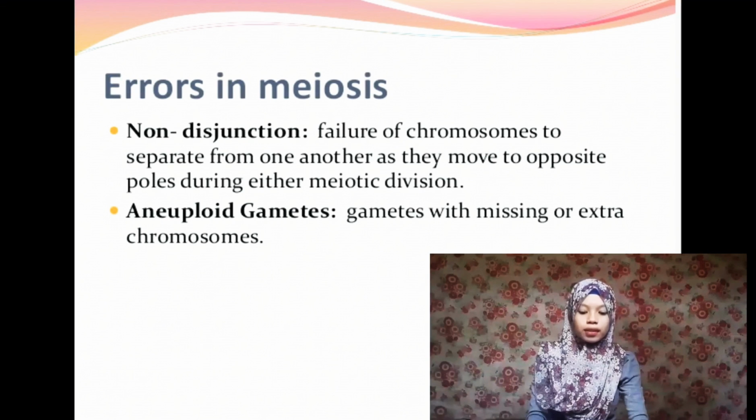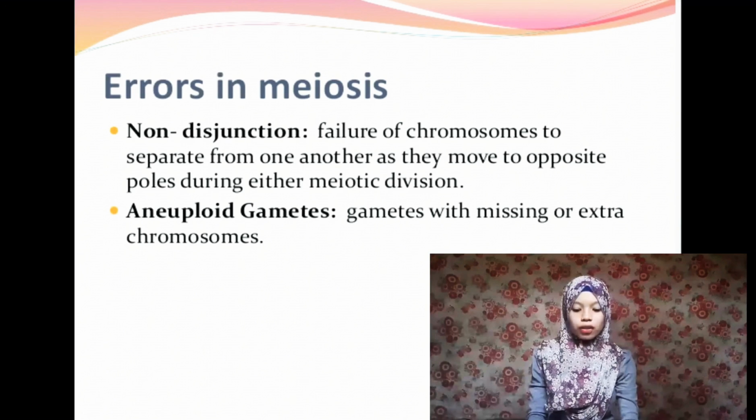Errors in meiosis. Non-disjunction occurs when homologous chromosomes in meiosis 1, or sister chromatids in meiosis 2, fail to separate during meiosis. An individual with an error in chromosome number is described as aneuploid, a term that includes monosomy, loss of one chromosome, or trisomy, gain of an extraneous chromosome.